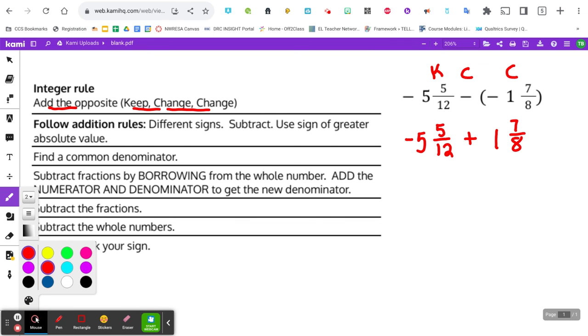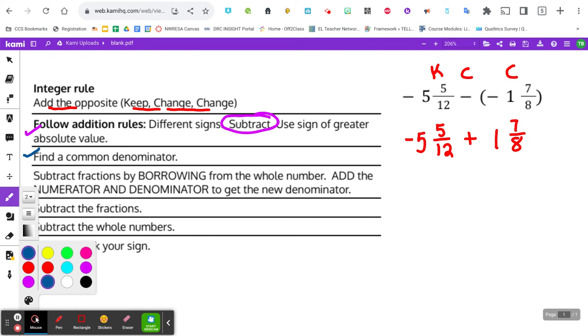So now we have to follow our addition rules. So we know we have different signs because one's negative, one's positive. So we actually have to subtract here and then use the sign of the number with the greater absolute value. So in order to subtract, I need to find a common denominator.